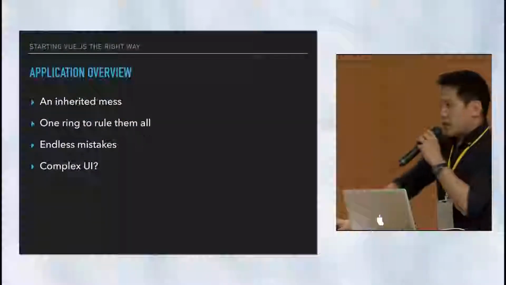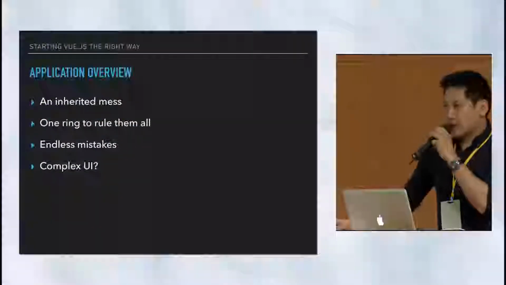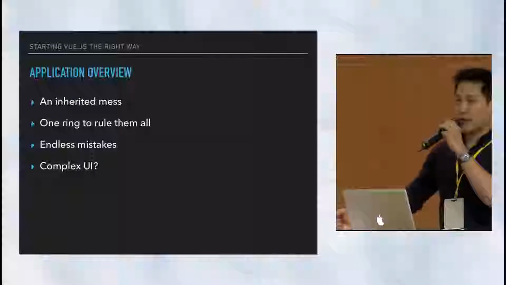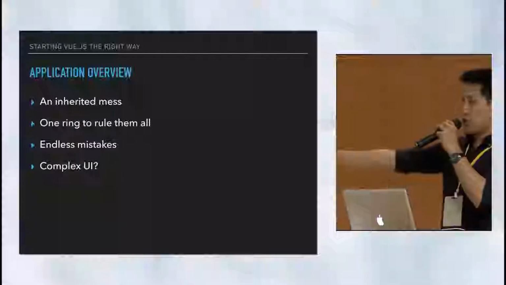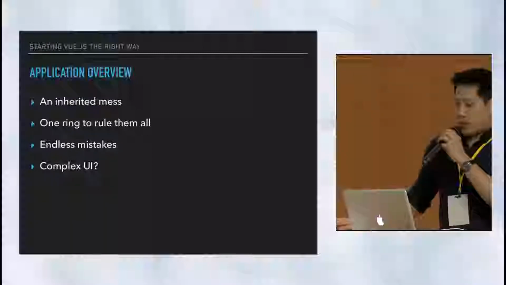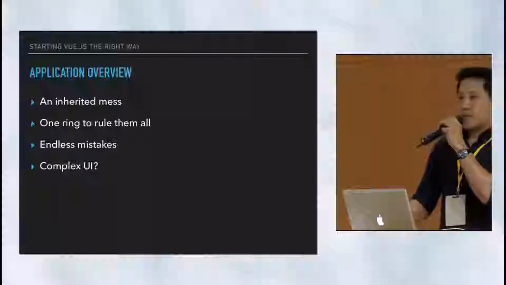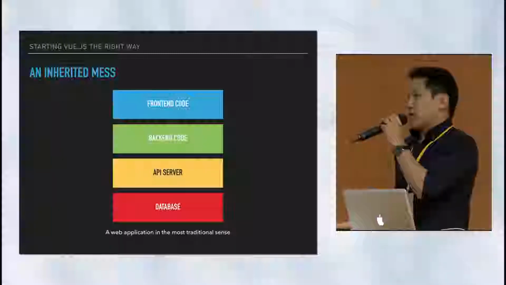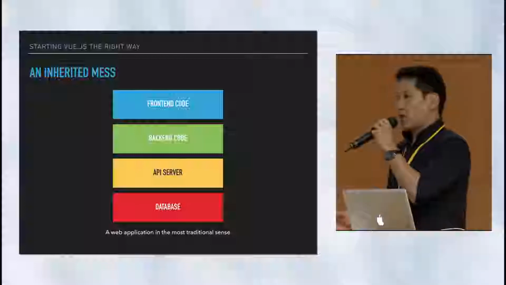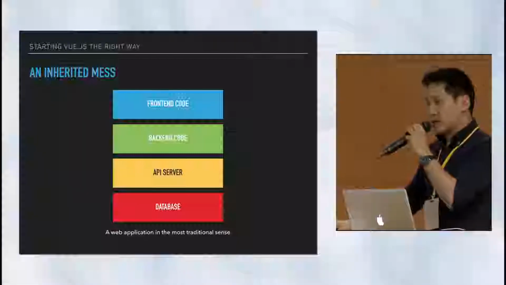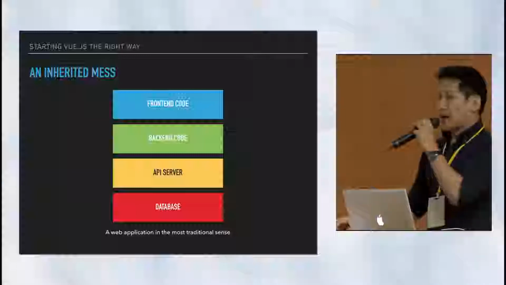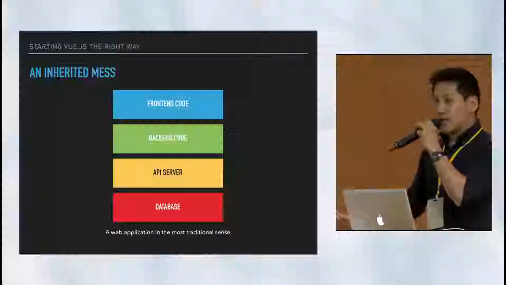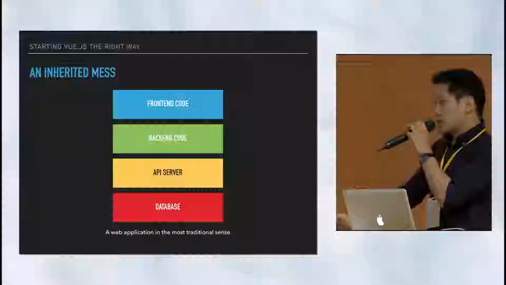So this application was a contract work by us. And when we got this application, oh my god, we were like, this is a mess. And we'll show you what kind of mess we are looking at. So it started off as something as simple as an MVC web application stack. It's really straightforward. You have front-end code, HTML, CSS, and front-end JavaScript. And then you have the back-end code, which is written in Node.js using Express. And then you have an API server, which is written in a different language and talks to a database.